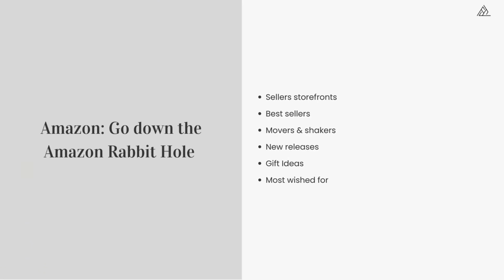Going down the Amazon rabbit hole is another great way to find product ideas. There's so many sections that you can look at, like the seller storefronts, best sellers, movers and shakers, new releases, gift ideas, and most wished for. And we do have a full video walkthrough on how you can do this, so make sure you watch that video.